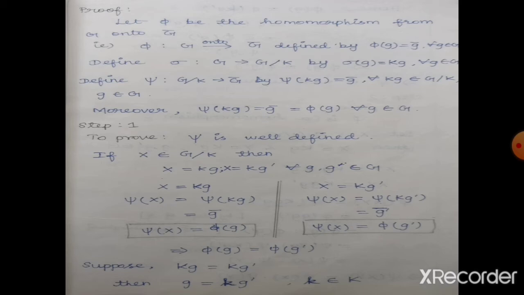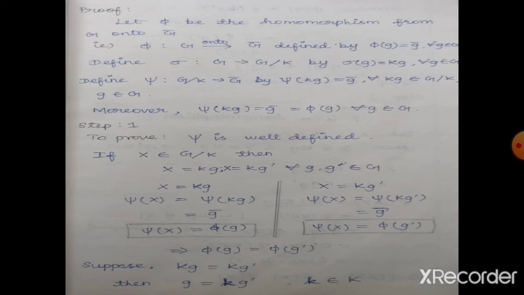Similarly on the right hand side, X is equal to Kg dash. The same thing here, we apply the mapping psi on both sides. So psi of X is equal to psi of Kg dash. That means psi of Kg is G bar, so psi of Kg dash is G dash bar. So psi of X is equal to phi of g dash. On both sides we have psi of X, so the left hand side is equal to the right hand side. So phi of g is equal to phi of g dash. Suppose Kg is equal to Kg dash. That means these two are equal, so phi of g is equal to phi of g dash, which means psi is well defined.